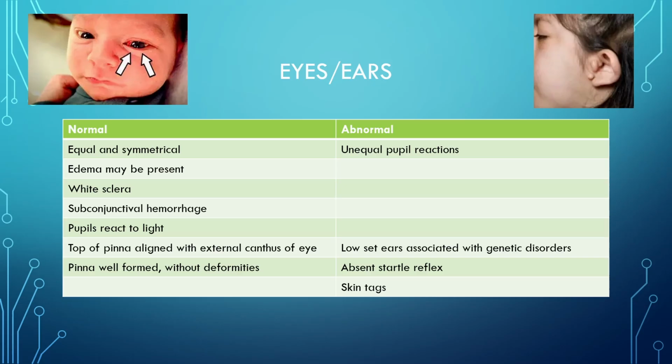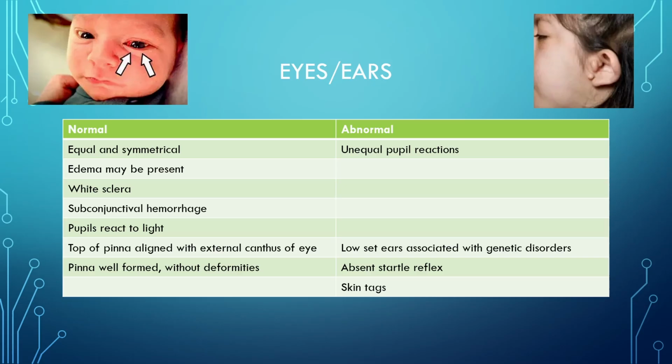Skin tags would be an abnormal finding on this. It's kind of crazy, but if you notice a skin tag on an ear, it can be associated with kidney issues because they develop at the same day in gestation. So as the ears are developing, so are the kidneys. So if something's wrong with one of them, there might be something wrong with the other one.